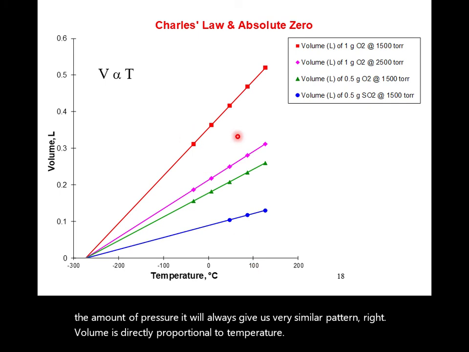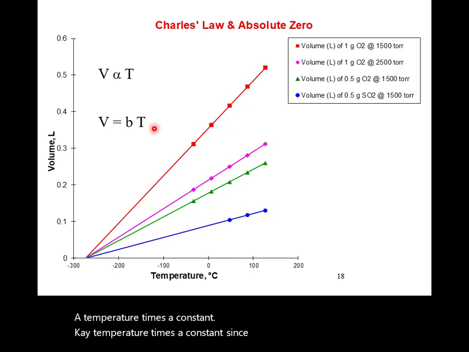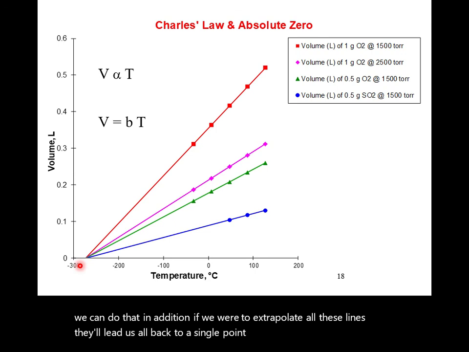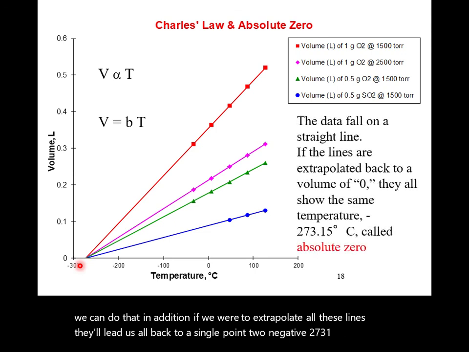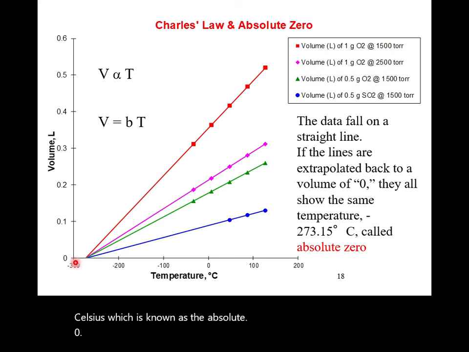And if we were to extrapolate, now if we look at this, we can say that volume equals temperature times a constant, since the slope is a constant here. In addition, if we were to extrapolate all these lines, they'll lead us all back to a single point, negative 273.15 degrees Celsius, which is known as absolute zero. That zero right there is 0 Kelvin.